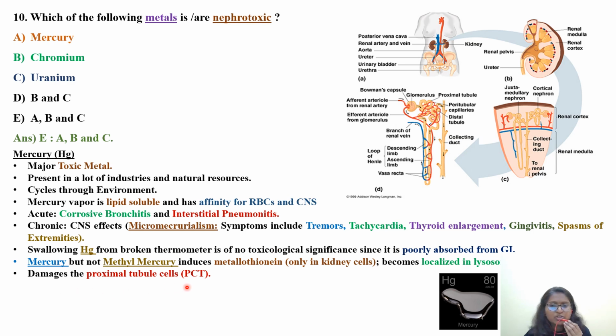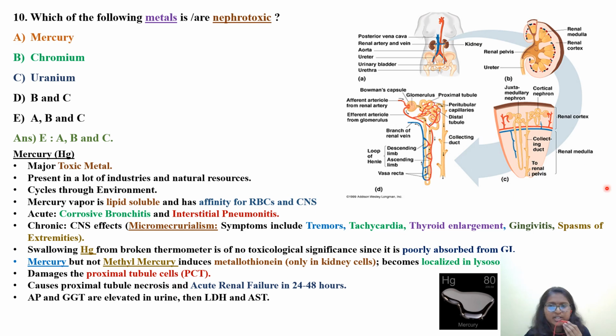Next, it damages the proximal tubule. When we saw the basic structure of the nephron, we saw that the proximal convoluted tubule is there. So mercury is going and depositing in the PCT, and these proximal tubular cells are damaged. This is the major target site where mercury is causing toxicity in the kidney. It causes proximal tubular necrosis and acute renal failure within 1 to 2 days. You will have acute renal failure, and it is called necrosis.